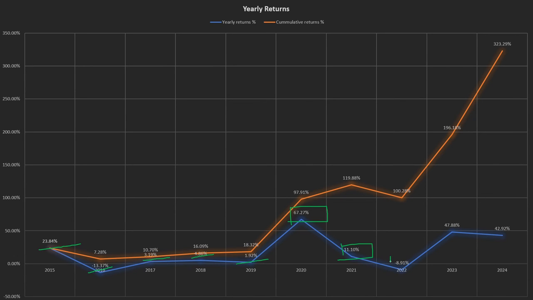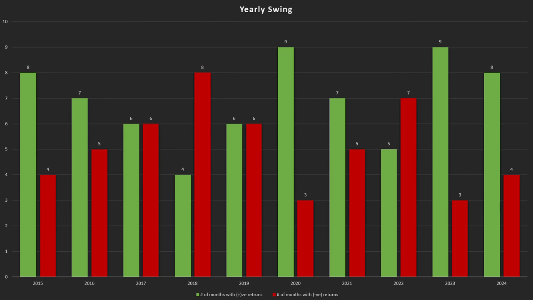2022 was not good for this sector and it gave a negative returns of 8.91%. Then the next 2 years were very good for this sector. In 2023, it gave returns of 47.88%, and in 2024, it gave returns of 42.92%. So in last 10 years, the cumulative returns of this sector are 323.29%. So let's move on to the next graph, which is the yearly swing graph.